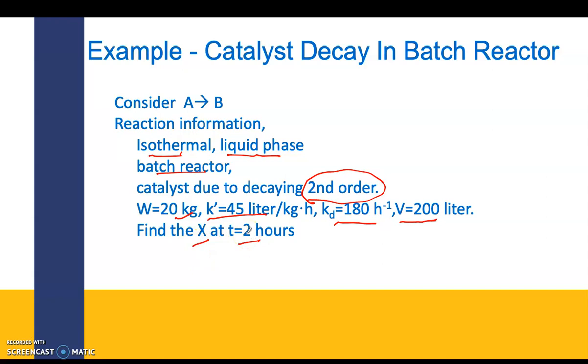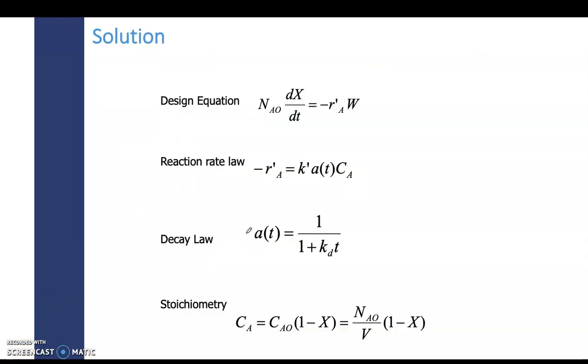Well, the first thing, we need to derive the equation. You should know that this is the design equation for a batch reactor, right? So the reaction rate law, this is what you learned last time in Reaction 1. -r_A equals k C_A.